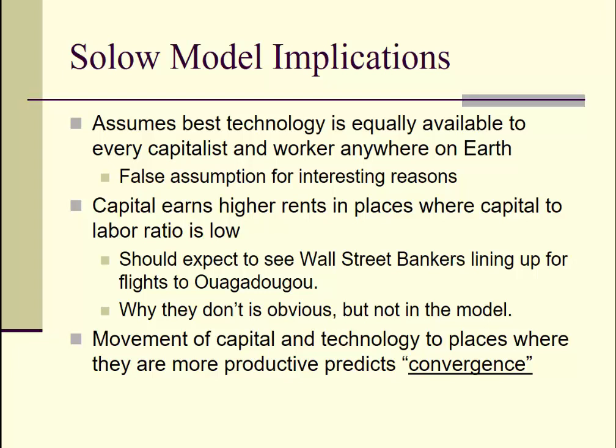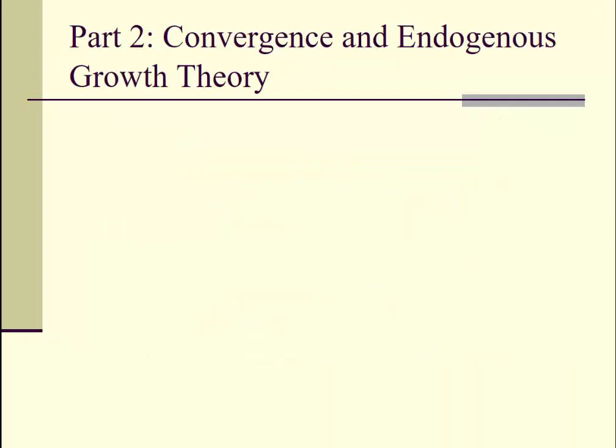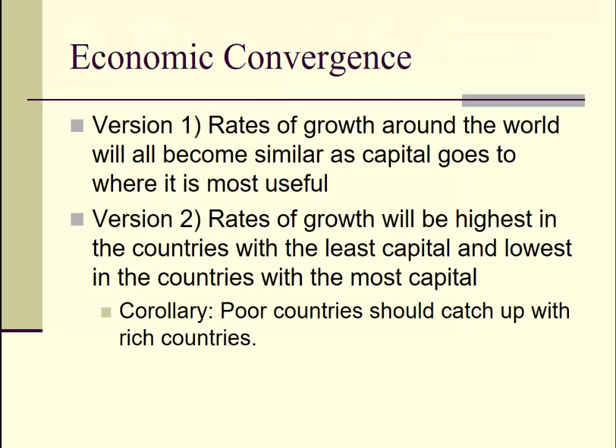So this idea of convergence, where the capitalists will try to take capital to places that need capital and don't have a lot of capital, says that the growth rates around the world should converge and they should begin to be more similar over time. Lots and lots of tests of convergence. There are two versions of the convergence hypothesis. Version 1 says that the rates of growth around the world will all become similar as capital goes to where it is most useful.